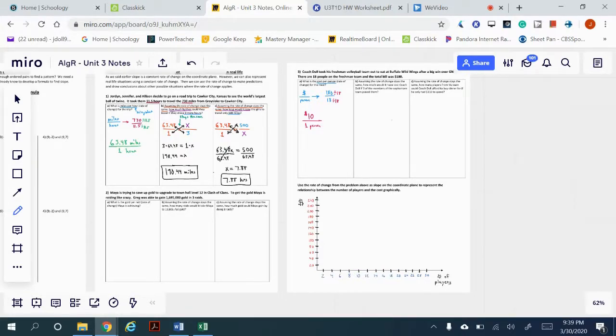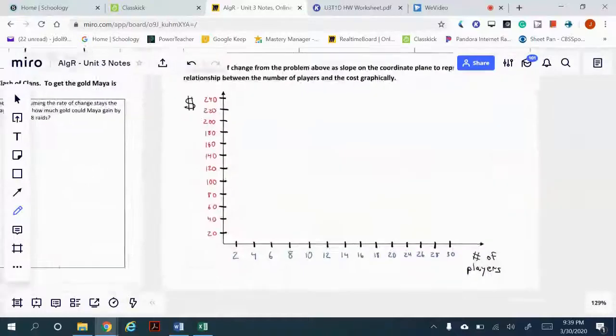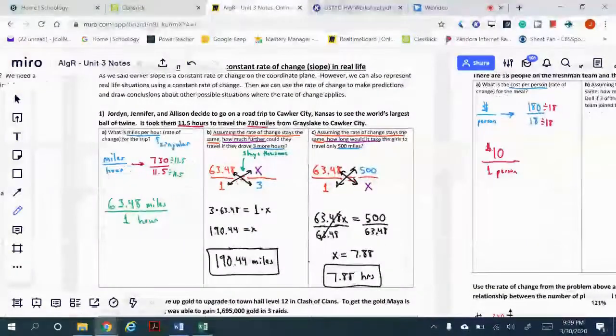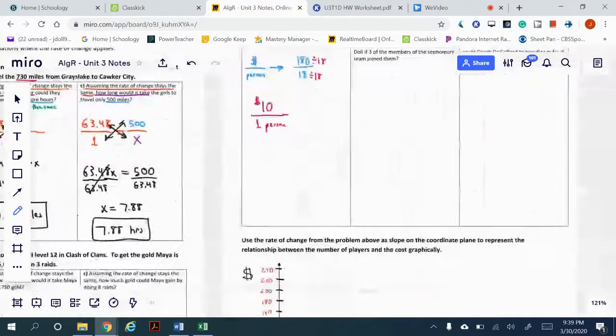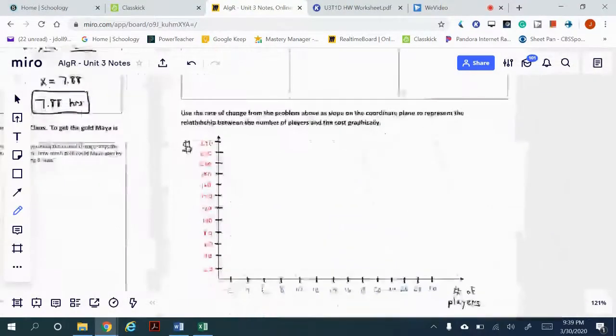I want to make it there. But what I want to talk about is how do we then turn that into a graph? We talked about how to turn that into an equation when we're making predictions in the future, but how do we take this $10 per one person and turn it into a graph?